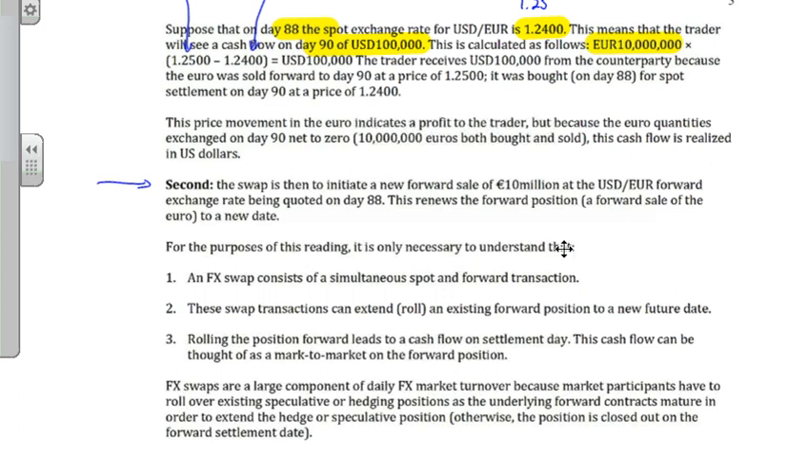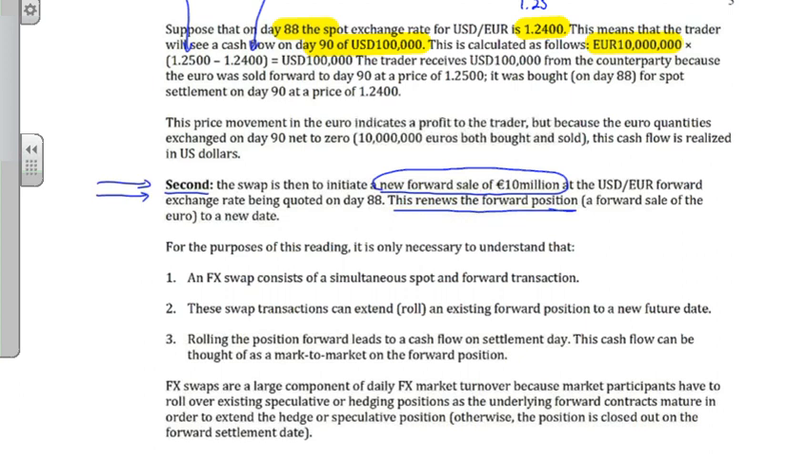The swap is then used to initiate a new forward sale of 10 million euro. Why am I doing this a second time? Because remember, I didn't only want protection for 90 days, I wanted it for a longer time period. So now, second, I just do this again, don't I? And I renew my forward position for another 90 days or for whatever the new date happens to be. Okay, is everyone comfortable with that?